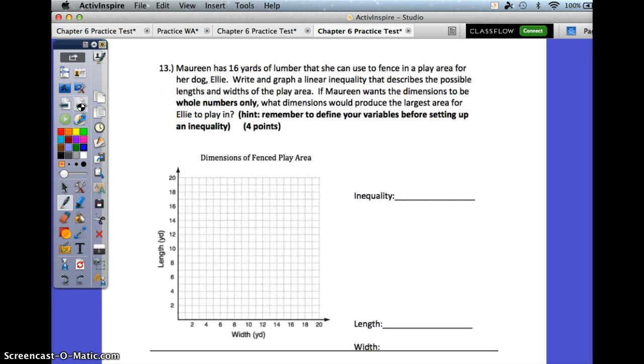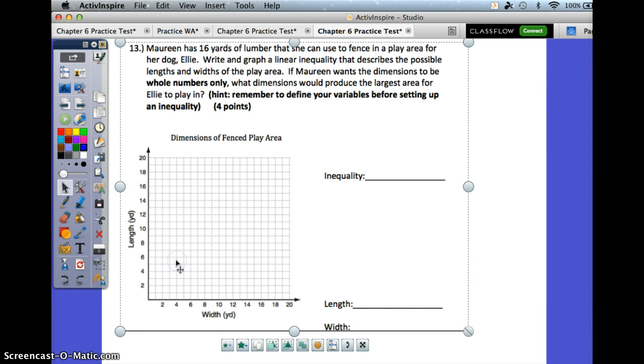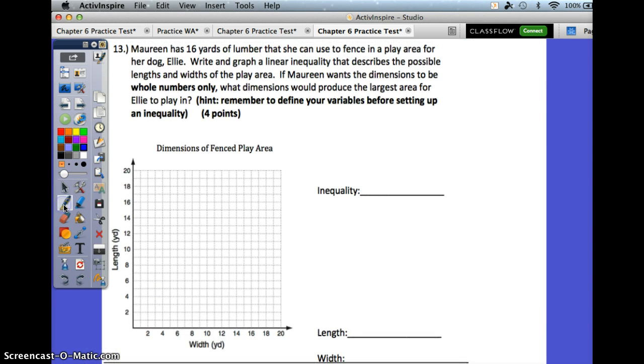Number 13, you have to know the formulas for perimeter and area for number 13. It says Maureen has 16 yards of lumber that she can use to fence in a play area for her dog Ellie. Write and graph a linear inequality that describes the length and width of the play area. So I'm going to stop there for a minute.